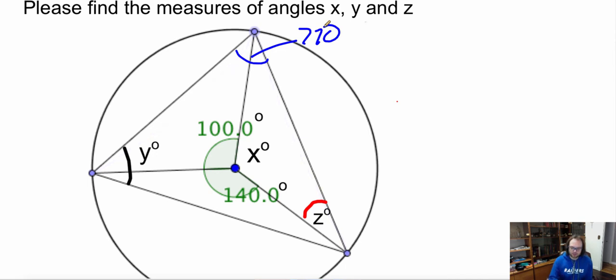I look at angle 100. Angle 100 is also a central angle. And I look at this here.